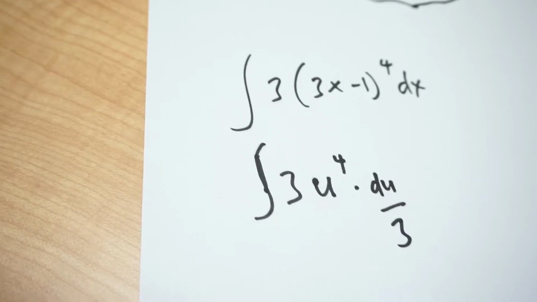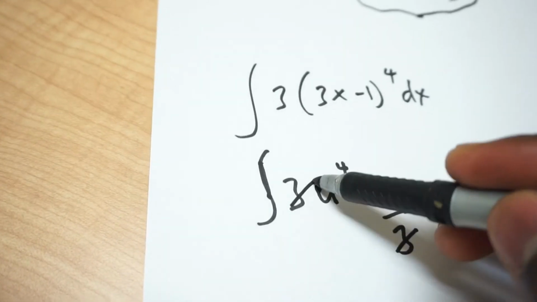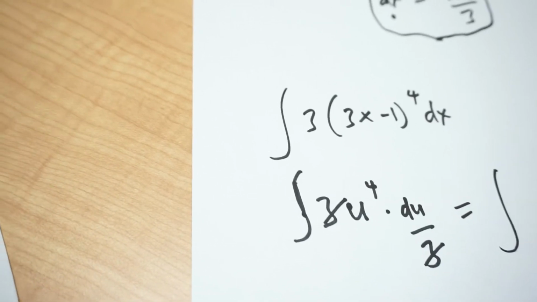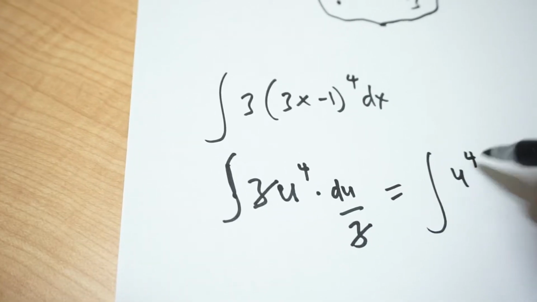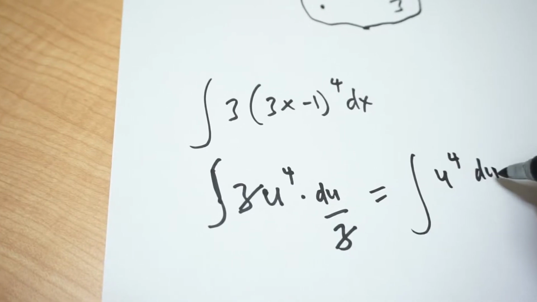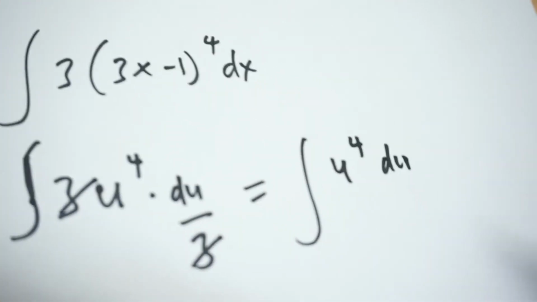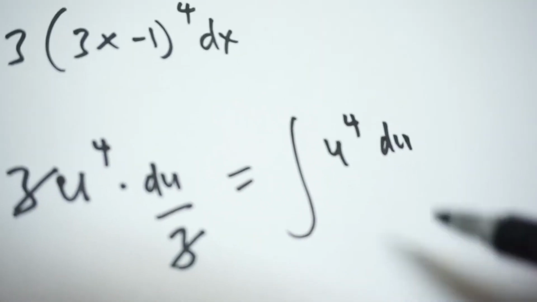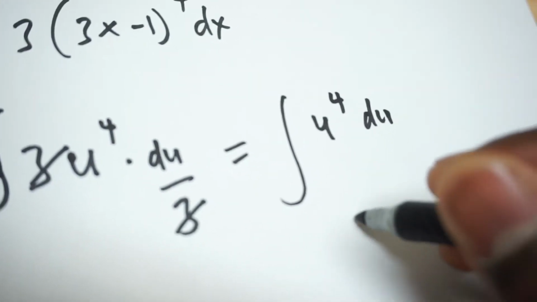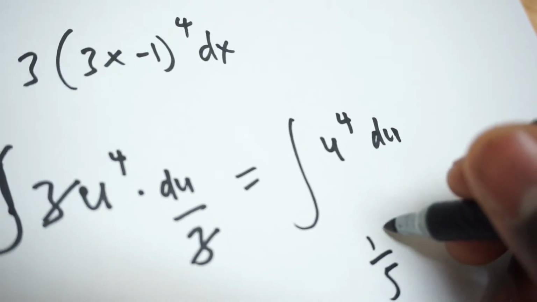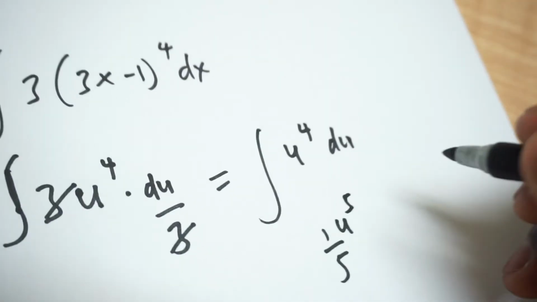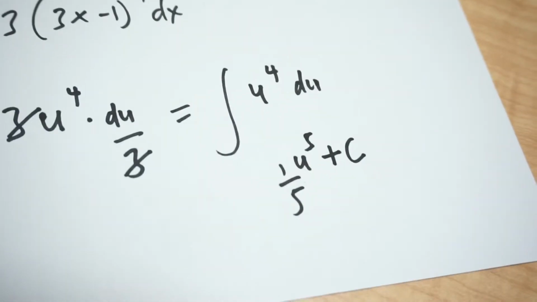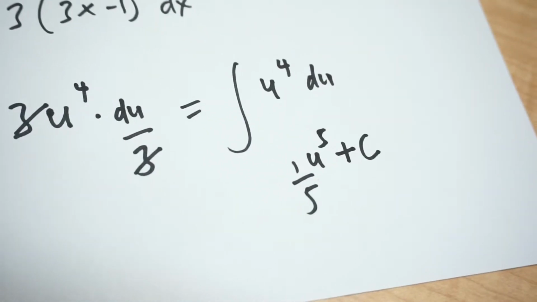So after that, obviously this 3 and this 3 will cancel. That will leave me with an integral of u to the 4 du. And this is very simple. This is just basic integration right here. So this will wind up being 1 over 5 u to the 5 plus c, the constant of integration. That's very important. Make sure you don't forget that.